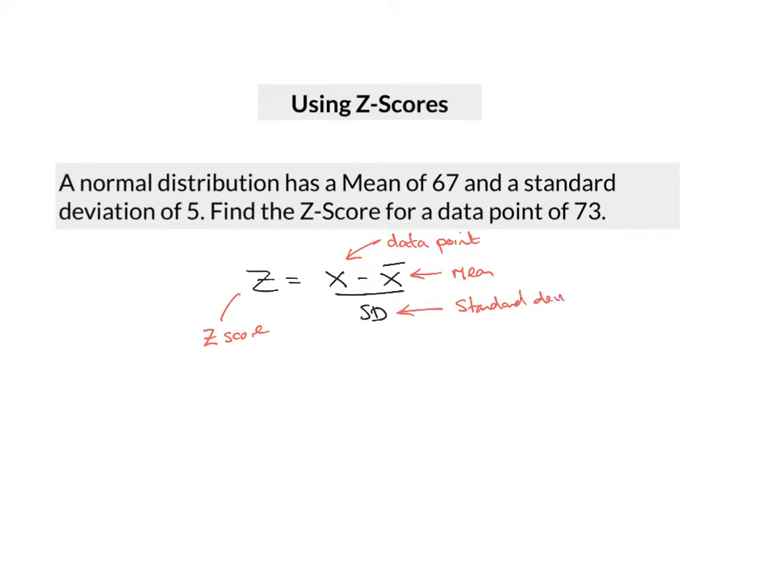So the question says, normal distribution with a mean of 67 and a standard deviation of 5. Find the z-score for a data point of 73. So 73 minus 67, 67 is the mean, divided by 5, the standard deviation. 73 minus 67 is 6, divided by 5, and we get 1.2. The question's just asking for the z-score, and that's it.